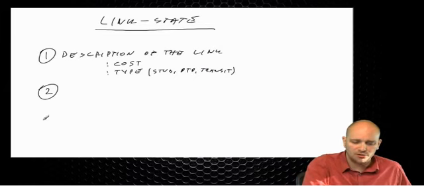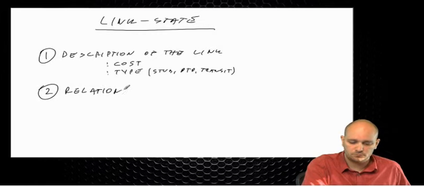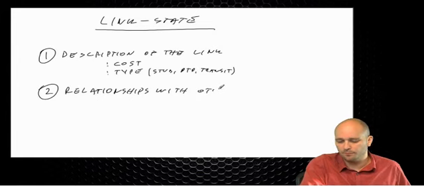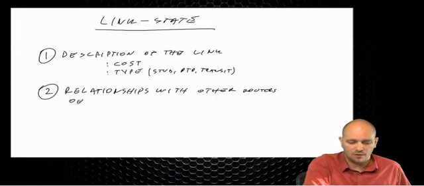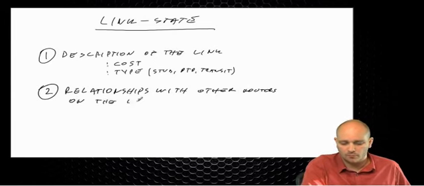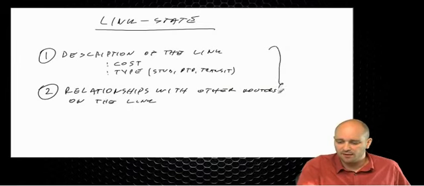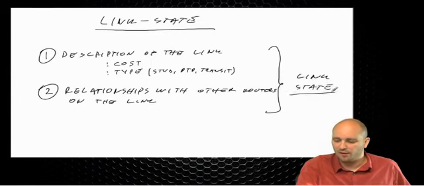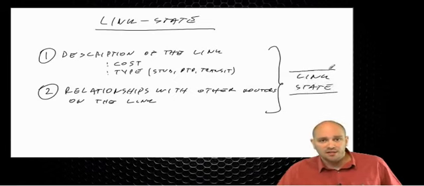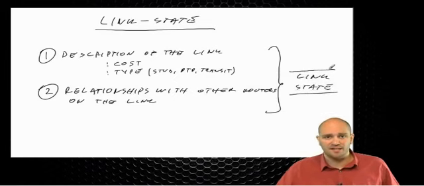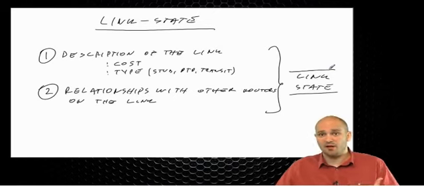And another thing that link state actually is, is relationships with other routers on the link. So when we say the link state, this is what we mean. This is the information that OSPF routers will have in their databases about every single link, every single interface in the network, in their area.